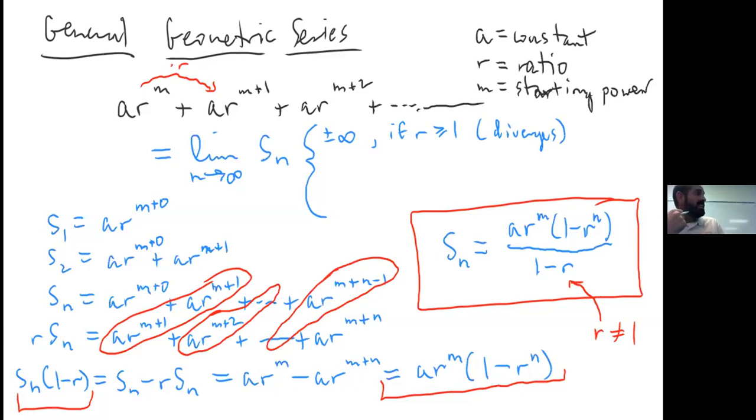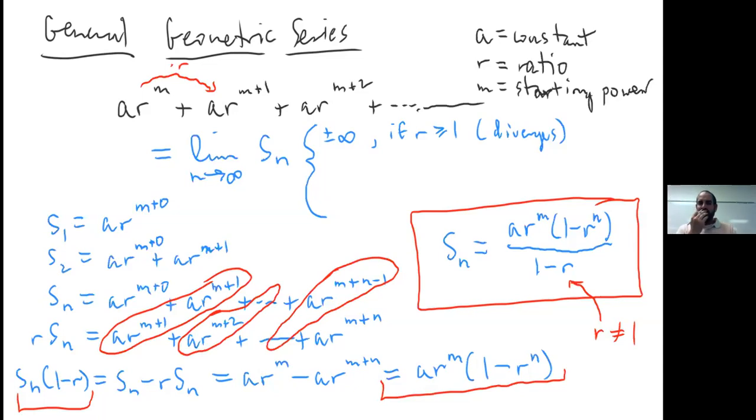And I would get AR to the M. So if n is even, I get 0. If n is odd, I get AR to the M. But then you say to yourself, wait a minute, that makes sense, because think about what's going on here. If I put r equal to minus 1, isn't it going to just alternate terms? Do you see what I mean? You're going to alternate terms and stuff's going to keep canceling and then coming back, and then canceling and then coming back. You see what I mean?